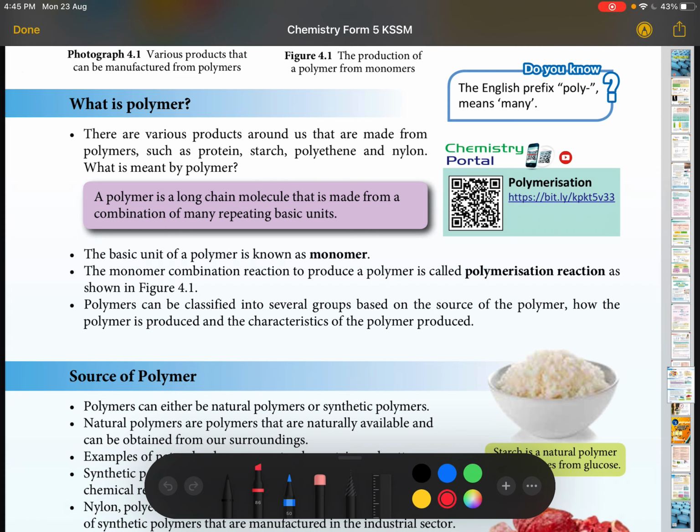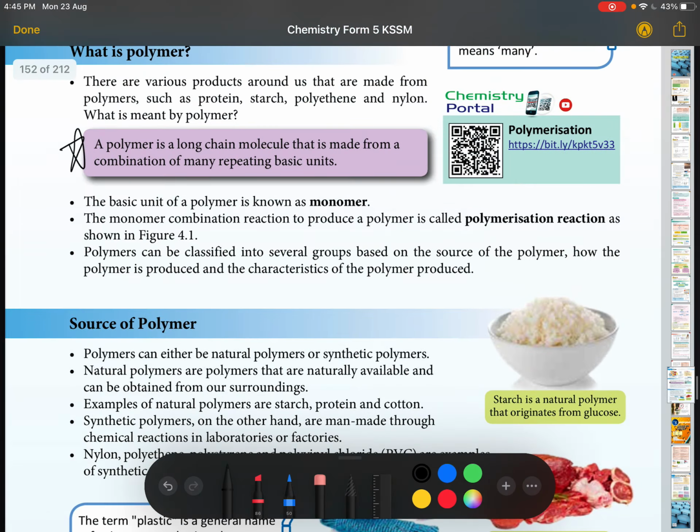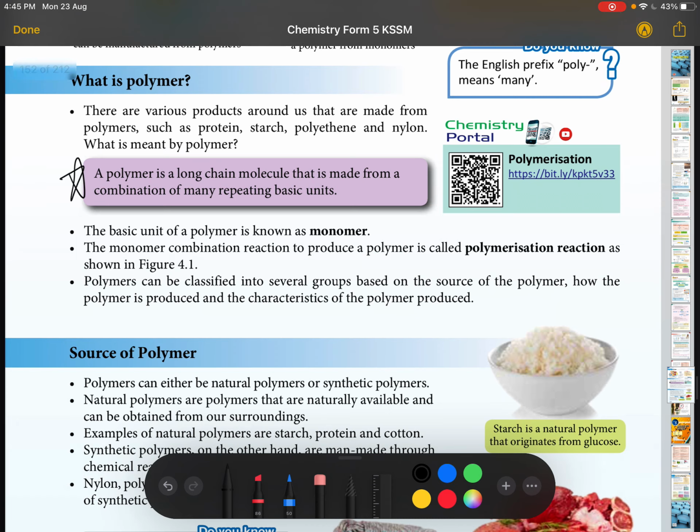repeating basic units. When it comes to the definition, you must know what the definition is. So it's a long chain molecule made from a combination of many repeating basic units. For example, we learned in organic chemistry about ethene, CH2.